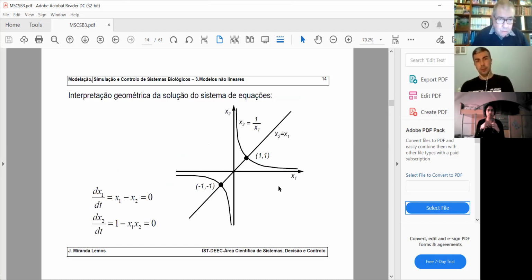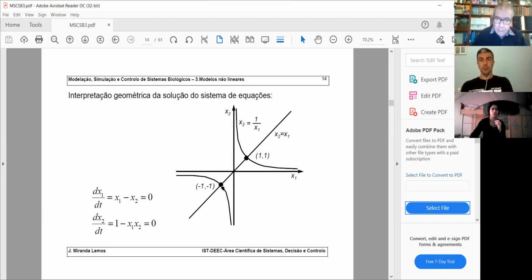If you want to have a geometrical interpretation, the first equation is a straight line, x1 equal to x2, so it's this straight line. And the other is x1 x2 equal to 1, which is a hyperbola. You have these two branches of the hyperbola. And at the points of intersection, both derivatives equate to 0, which is 1, 1, and minus 1, minus 1.